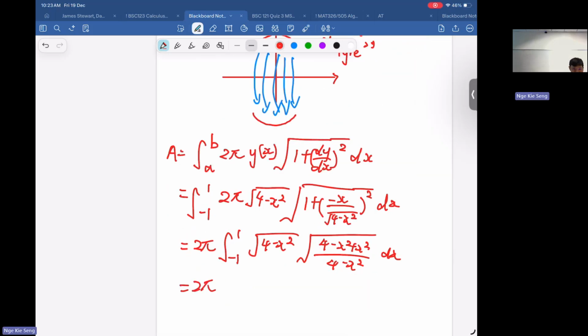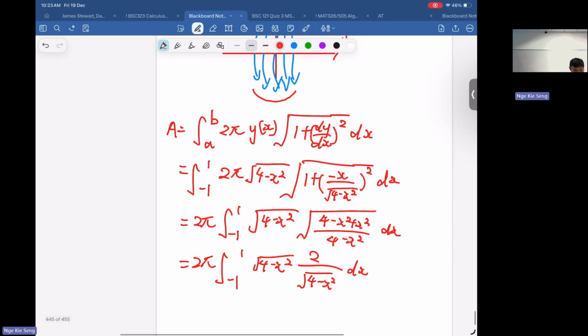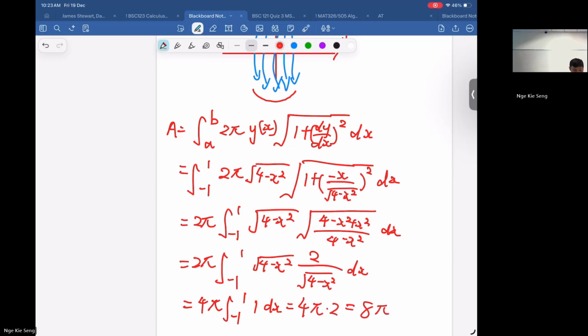And then this is just the integral from minus 1 to 1 of square root of 4 minus x squared times 2 over square root of 4 minus x squared dx. So this will become a very easy integral. You can check my solution. Does this conversion make sense?